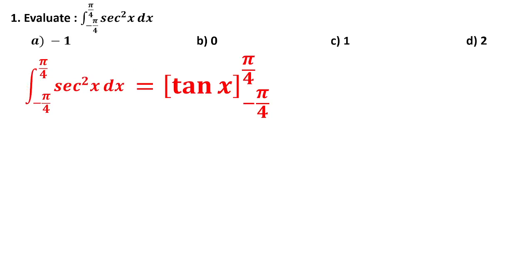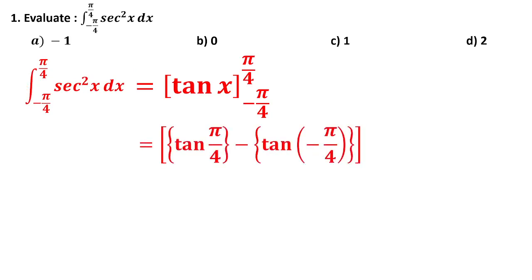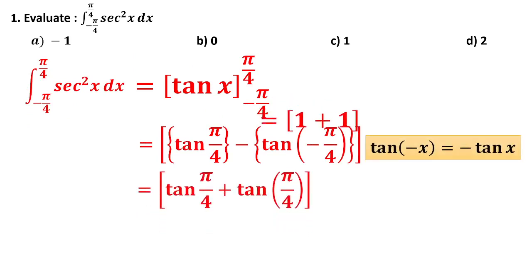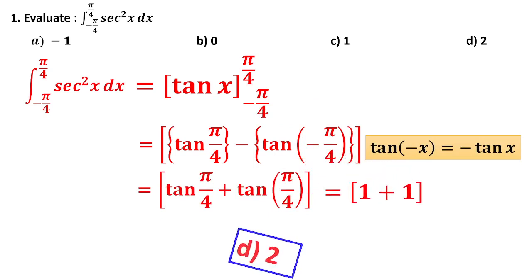Tan x from minus pi by 4 to pi by 4. Now I have applied upper limit minus lower limit. Tan of minus x is minus tan x. I am applying it. It will be 1 plus 1. The answer is 2.